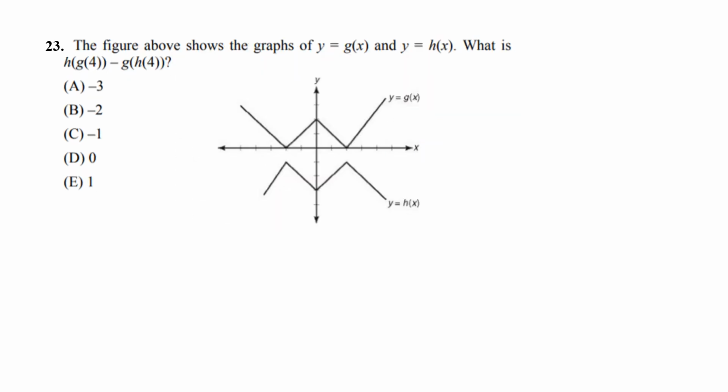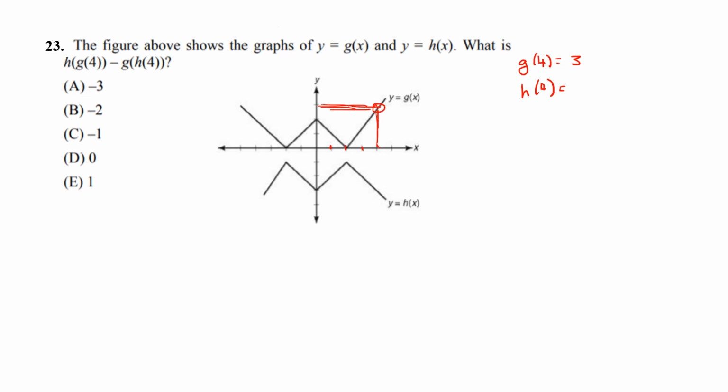And the figure above shows the graphs of y equals g of x and y equals h of x. What is h of g of 4 minus g of h of 4? All right. So let's assume that each one of these ticks represents 1 unit. So let's quickly find what g of 4 is and what h of 4 is. So g of 4 looks like 1, 2, 3, 4. It's going to be around here, right? So that's y equals 1, 2, 3. So g of 4 equals 3.